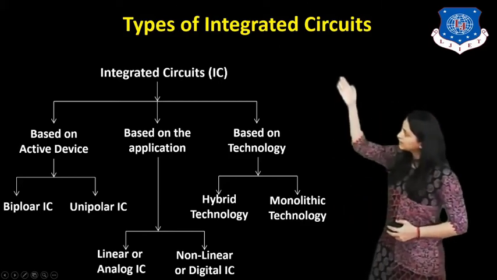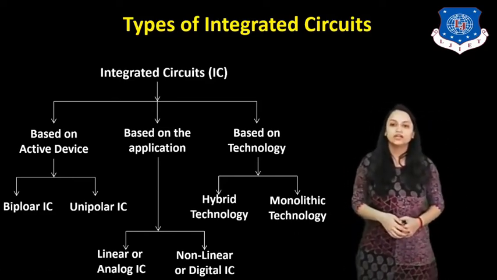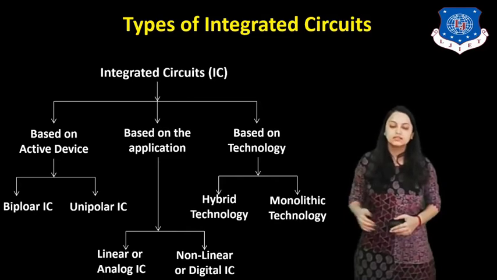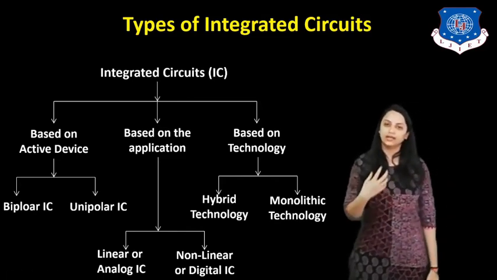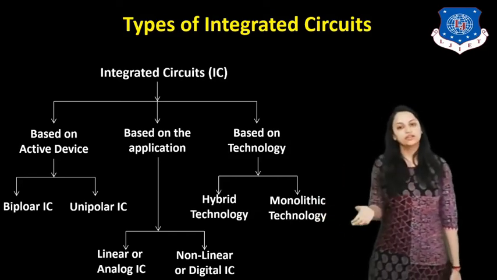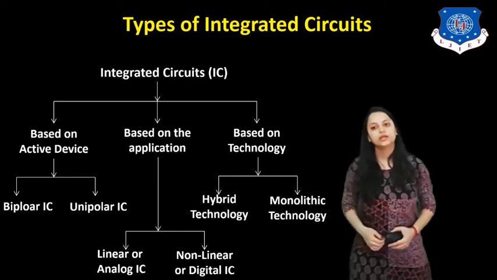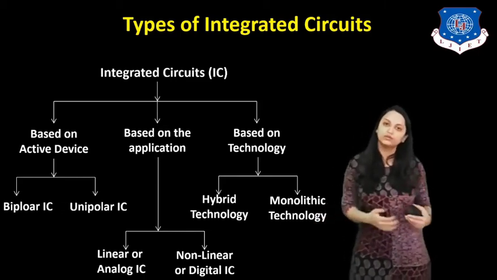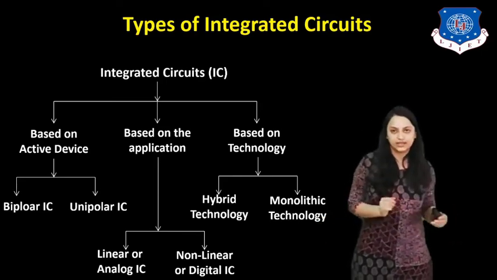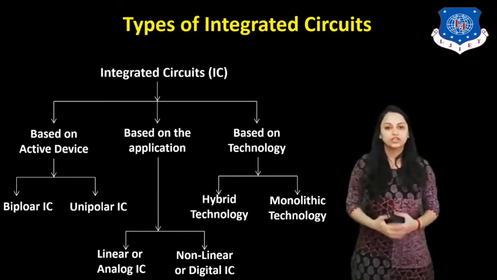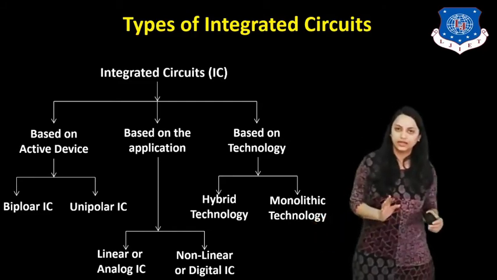So this is the classification of integrated circuits. First one is based on active device, second one is based on the application, third one is based on the technology. Based on active devices, there are two classifications, bipolar and unipolar. Based on application, again two classifications, linear or analog ICs and non-linear or digital ICs. And based on technology, again two classifications, hybrid technology and monolithic technology.